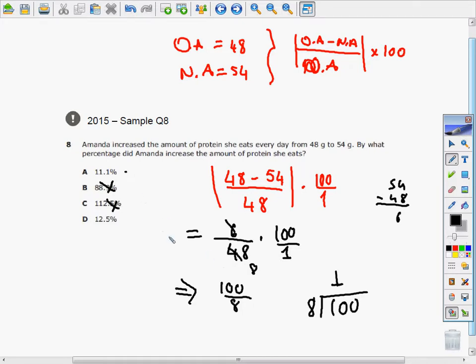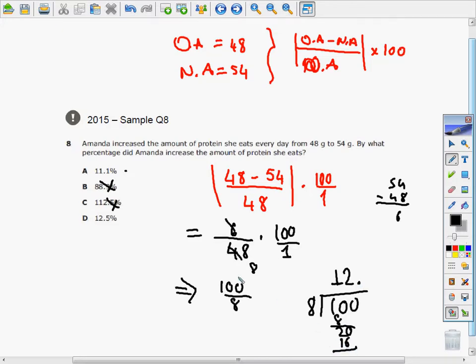So we have two options. 8 goes into 10 1 time, 2 left. We need to bring down 0 because 8 cannot go into 2. So 8 goes into 20 2 times, and it's going to be 16. I have only one option, starting with 12. I don't have to do the rest. So D as in dog is going to be our answer.